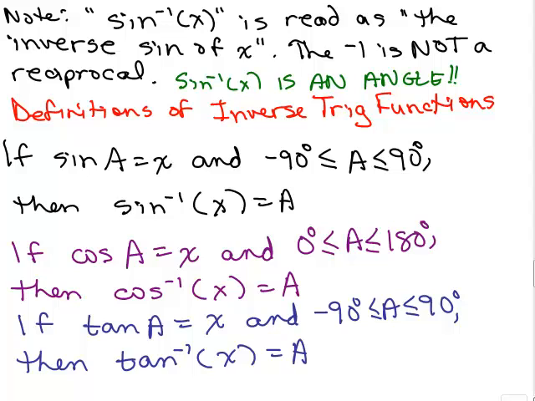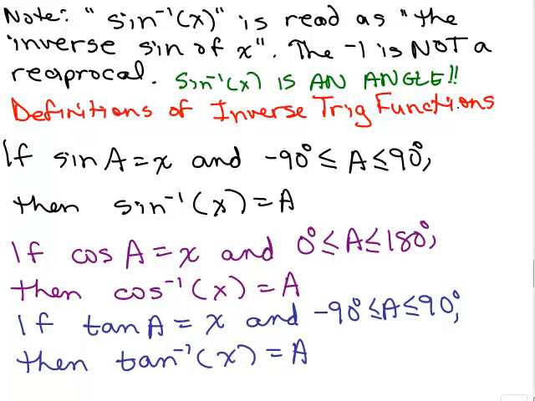All right, what I have here are the definitions, and I'll explain in a minute why there are these restrictions on the angle. First thing, this is read sine inverse of x, all right? So when you see sine with that little negative 1, x, it's read as the inverse sine of x. So the negative 1 has nothing to do with reciprocals, okay? And the inverse sine of x, the answer is an angle. So when you compute it, you end up getting an angle, which I'll call a, all right?